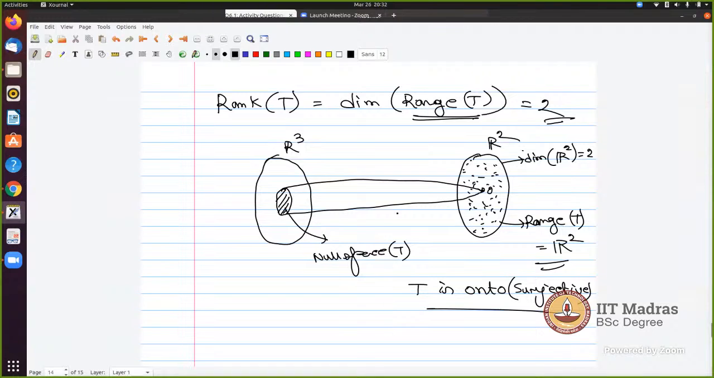So range, whatever the range means, is the set of images, right? Yes, sir. Whatever the range is, this is inside R2, right? Inside the codomain. R2 is my codomain. And we have calculated the rank of T. That means the dimension of this range space is 2. Correct? What does it mean? Range space is a subspace of R2 which has the same dimension as the whole vector space.